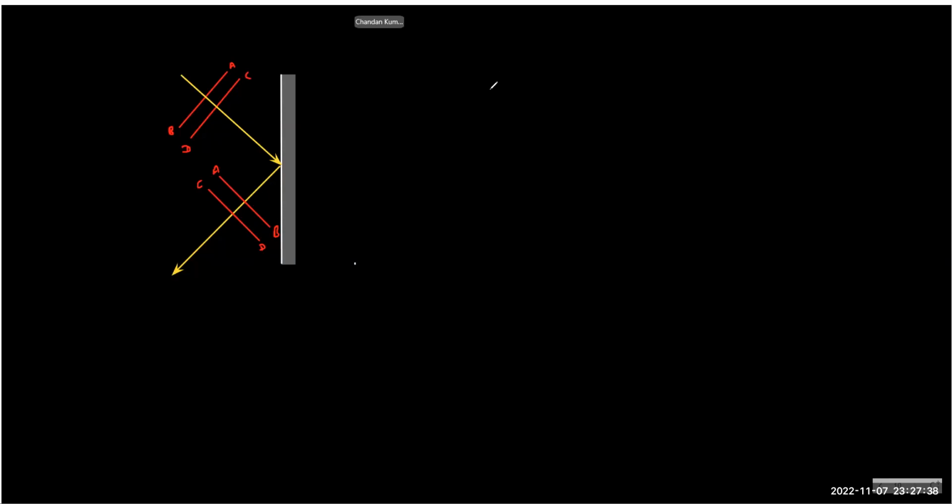So in JEE, they will give you 4 options. You will get confused between this part, which will come first. You can just see the distance. You will come to know. Okay, is this clear?